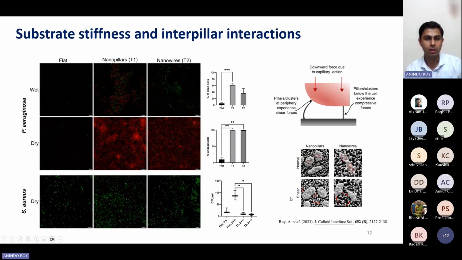So once again, we tested them with and without external capillary forces. And as you can see, for the nanopillared surface or the low aspect ratio surface, usually the killing activity is much higher compared to the nanowires or the higher aspect ratio ones. But when external forces are allowed to act, in this case, we observed that in both cases the killing activity reached almost 100%, more than 90%.